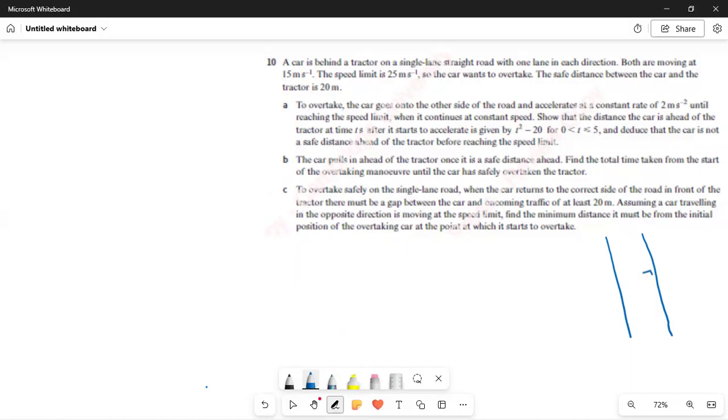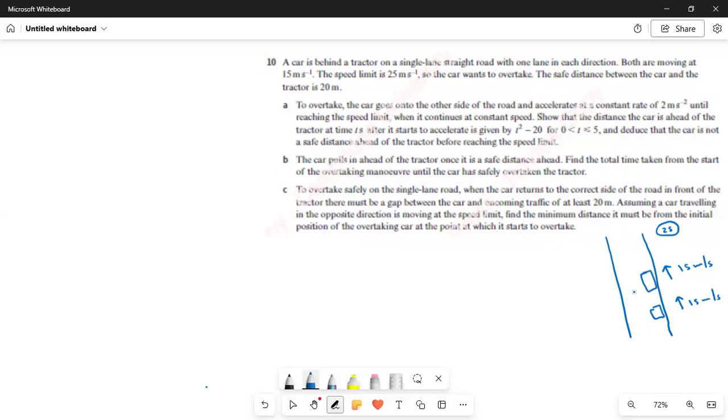Okay, so there's a tractor going in front of a small car, right? And both of them are traveling at the speed of 15 meter per second. Okay, 15 meter per second, both of them. Okay, the speed limit posted is 25 meters per second. Okay, so the car decided to overtake this tractor. Okay, the safe distance between them is 20 meter. So when the car was 20 meter behind, it decided to overtake.